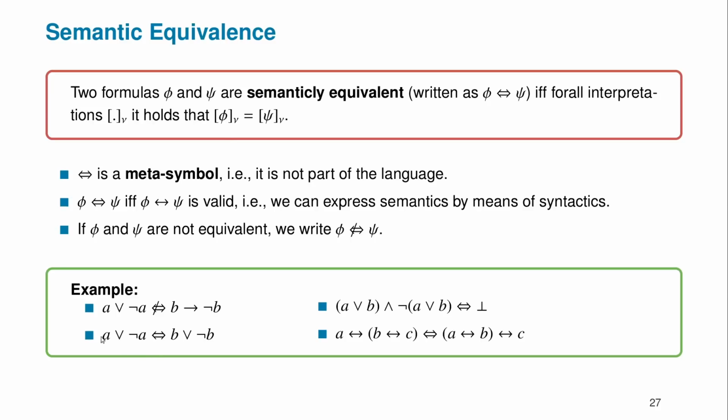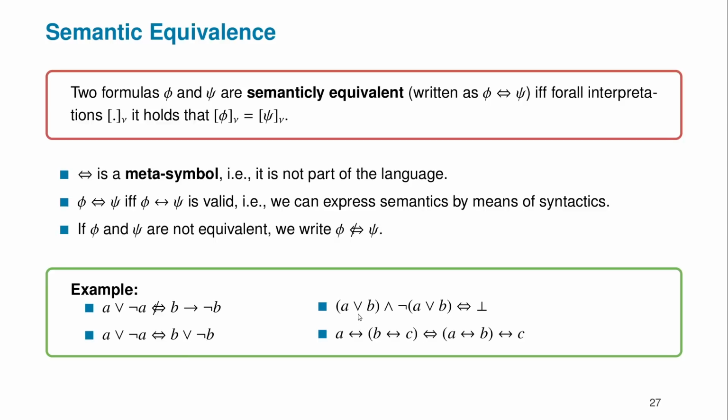Here I have some example. A or not A is equivalent to B or not B because both formulas are tautologies, so no matter how I choose A, how I choose B, we always get true.